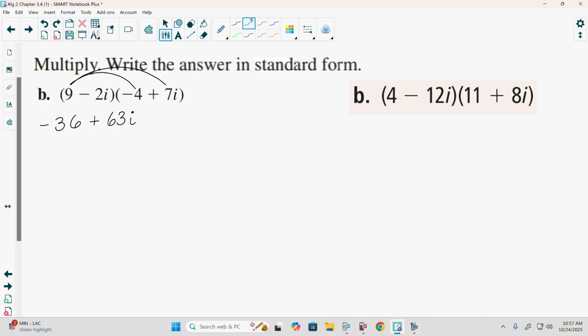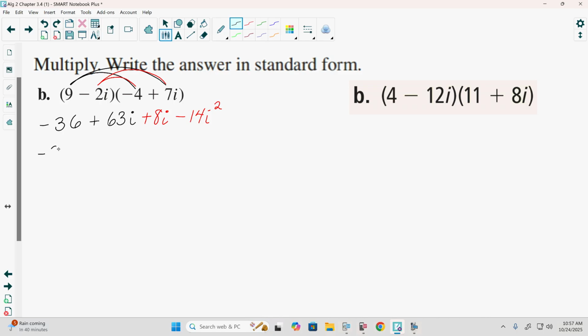Now we're going to do the same thing with negative 2i. We're going to distribute it through. So negative 2i times negative 4. Well, negative 2 times negative 4 is going to be 8. And we do still have our i term. And then lastly, we have negative 2i times 7i. Negative 2 times 7 is going to be negative 14. And i times i is going to be i squared. So we had to distribute through. We had to multiply through.